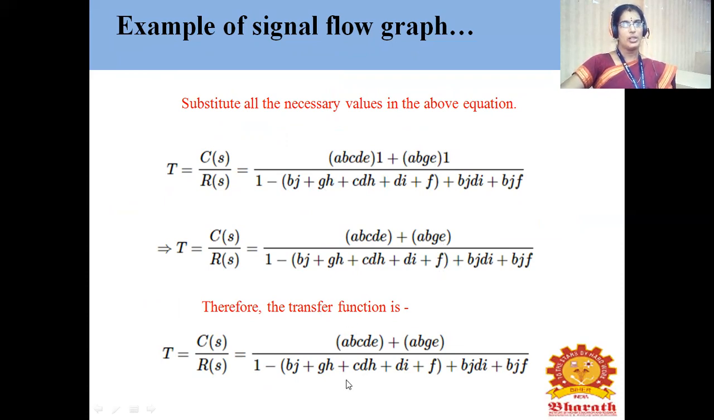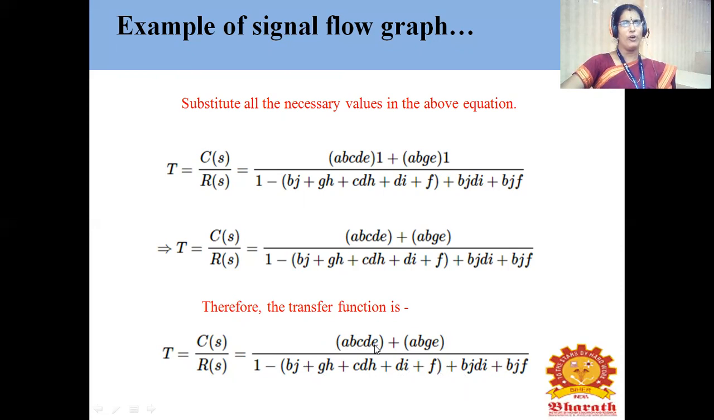Therefore, the transfer function T is equal to C of S divided by R of S is equal to A, B, C, D, E plus A, B, G, E divided by 1 minus B, J plus G, H plus C, D, H plus D, I plus F plus B, J, D, I plus B, J, F. This is the final transfer function of the given system.